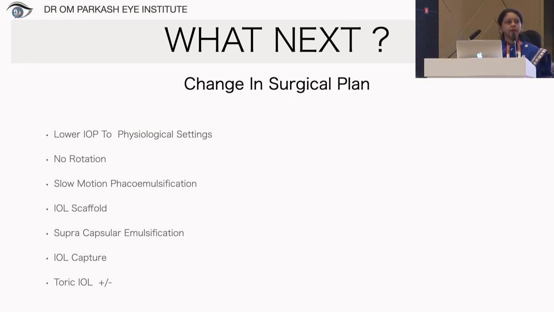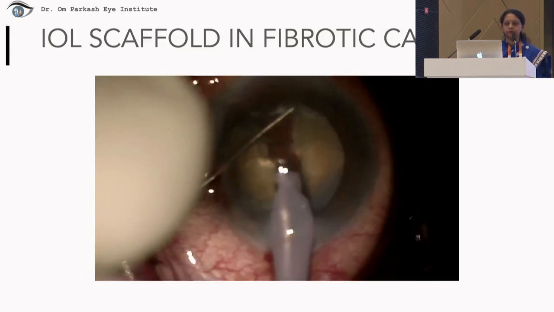The plane of emulsification will be at a slightly higher level, supracapsular emulsification, and we can do an IOL capture later on. Toric IOL plus or minus has to be decided on table depending upon the capsular status. Now we continue with the surgery.